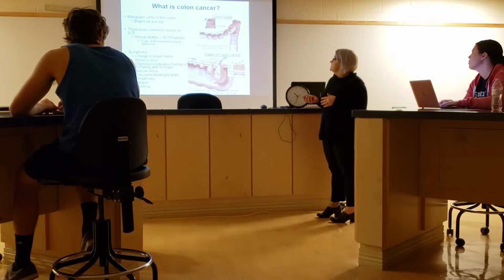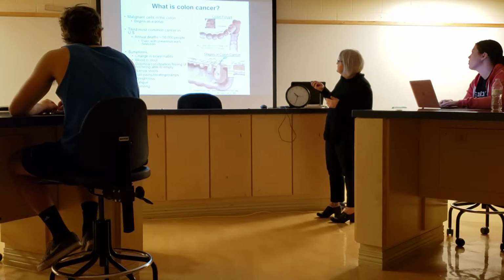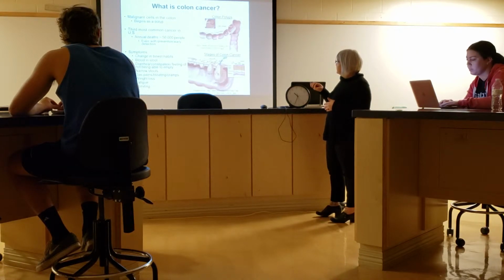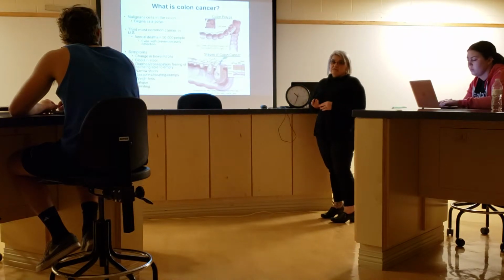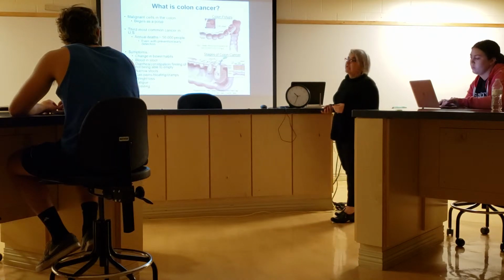What is colon cancer? So colon cancer is malignant cells in the colon tissue, and they usually begin as a polyp. And as we'll see here, these little circles are the tissues inside the colon, which is considered a polyp that will line the colon wall. And this particular one is the transverse colon. Colon cancer is the third most common cancer in the United States, where annually there are more than 50,000 deaths that result from colon cancer, even with early detection and prevention.